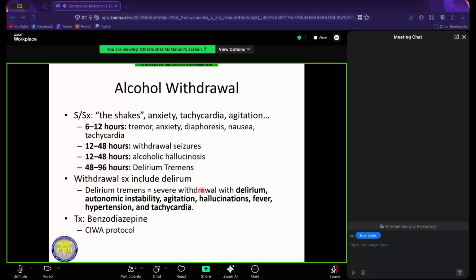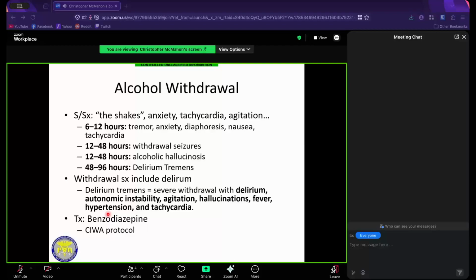Delirium tremens: severe withdrawal, delirium, autonomic instability, agitation, hallucinations, fever, hypertension. So I'm expecting abnormal vitals on these people and tachycardia. And the way we like to treat those is give them benzodiazepines. Yeah, we're suppressing things again, but we're spreading out that time frame where someone's acutely agitated.